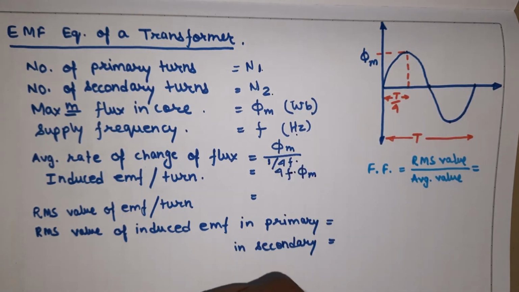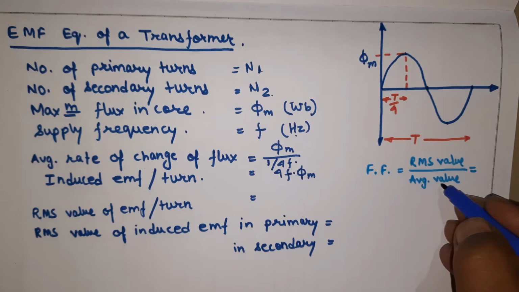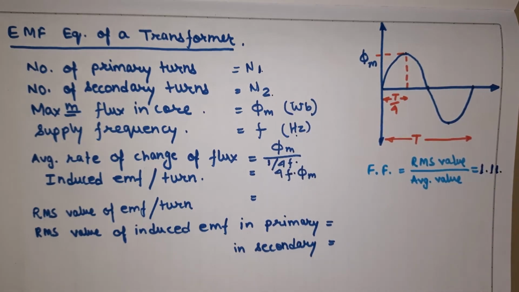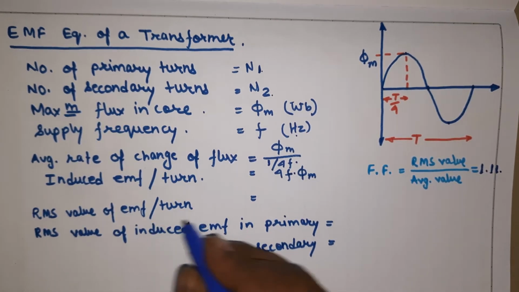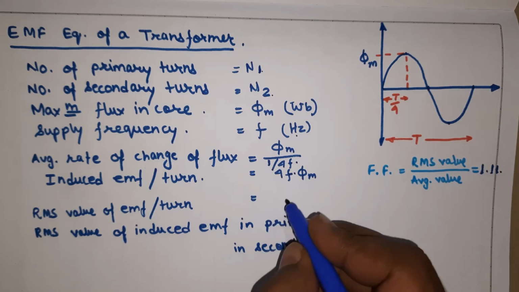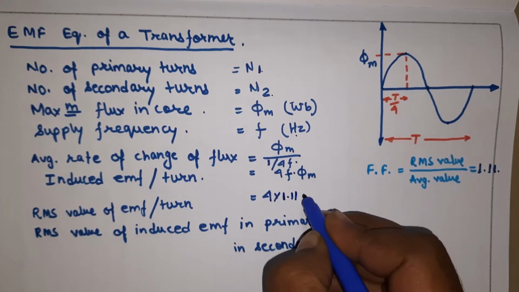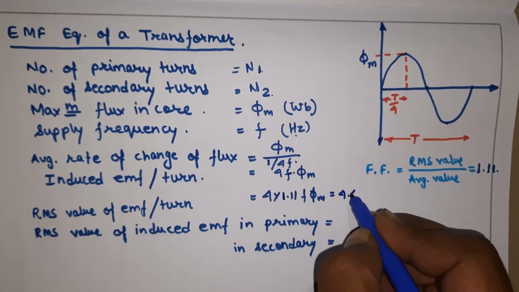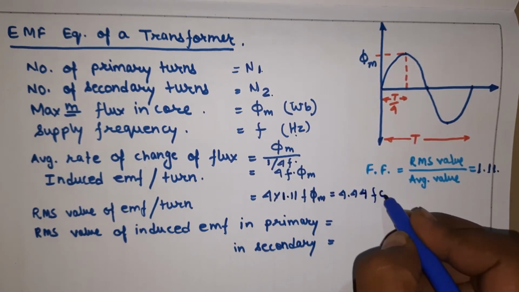Right? Now the form factor for a sine wave, that is equal to RMS by average, is 1.11. So the RMS value of EMF per turn will be equal to 4 into 1.11 f Φm, that is 4.44 f Φm.